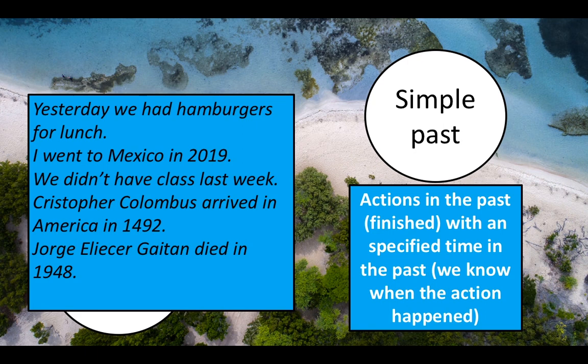Christopher Columbus arrived in America in 1492. When did Christopher Columbus arrive in America? In 1492. That is a sentence in the simple past tense because we have a specified time in the past. Jorge Eliezer Gaitán died in 1948. When did Jorge Eliezer Gaitán die? Well, he died in 1948. 1948 is a specified time in the past. That's how we know that the sentence is in simple past.